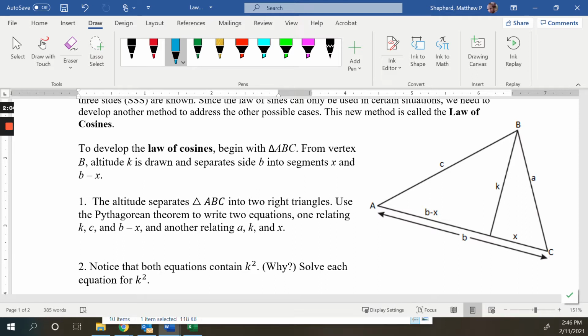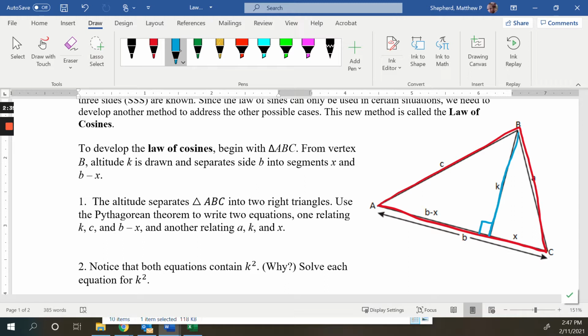So first we've got just a very general triangle, the triangle A, B, C. So that was our starting point. Then from the vertex B, we drew an altitude, k. So that altitude, k, because it is an altitude, means that's a 90-degree angle right there. And it is drawn and it separates side b into two segments. Now, we don't know how big those different segments are.